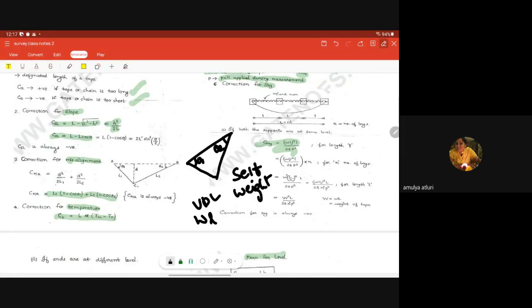If my tape is of length L, and we have used it for n number of bays, then what do we do? We will multiply it with n. Oh, sorry.